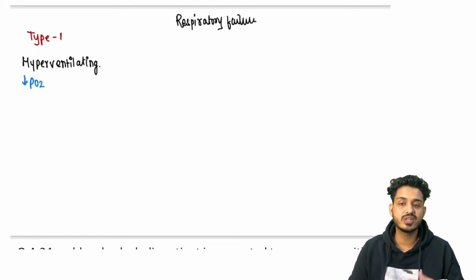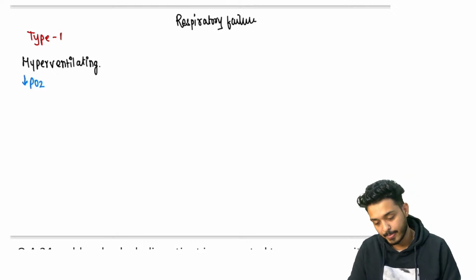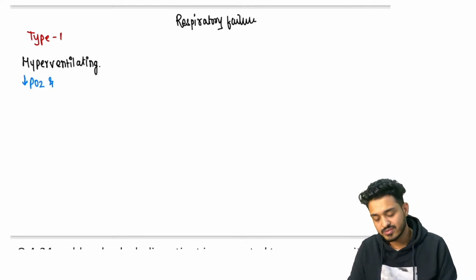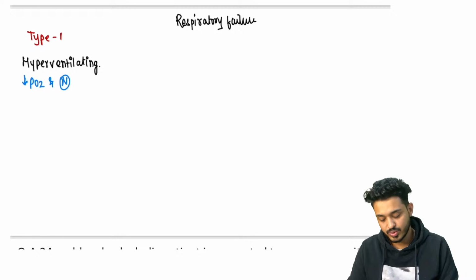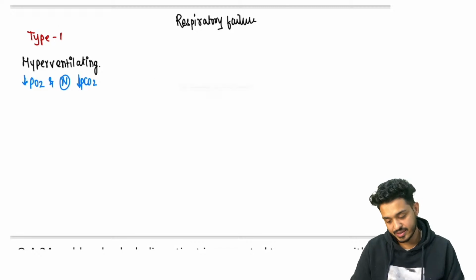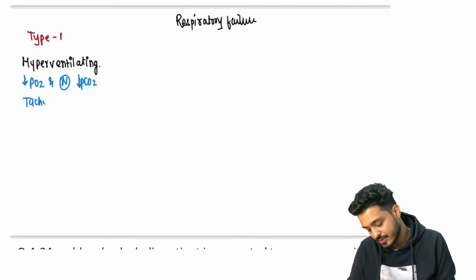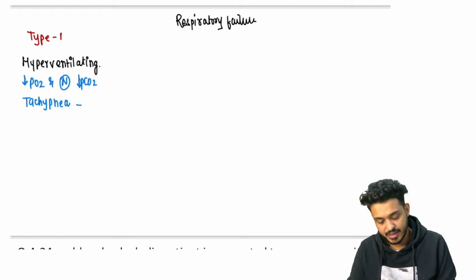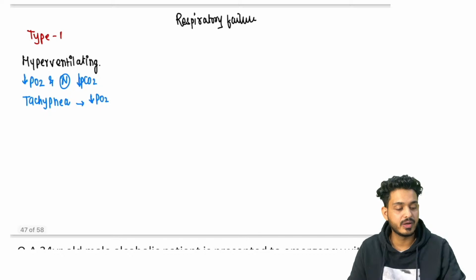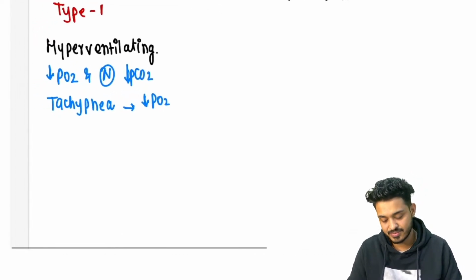Why? Because this patient is ventilating so fast. Tachypnea is there, but it is so fast. He's taking fast, shallow breathing. Because of that, what will happen? PO2 is going to get decreased. Other things, PCO2 can be normal or it can be decreased also. Tachypnea will lead to a decrease in the partial pressure of oxygen. This is going to be the presentation for type 1 respiratory failure.